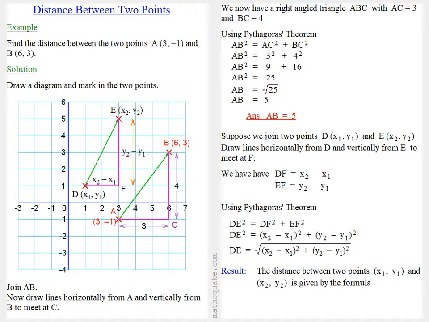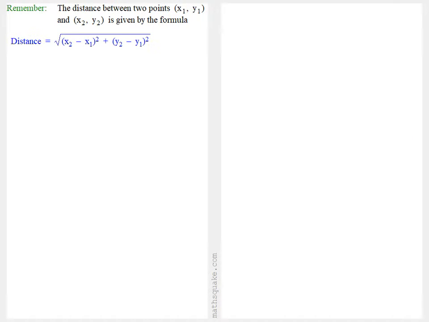So we have the result: the distance between 2 points (x1, y1) and (x2, y2) can be found using the formula: the distance is equal to the square root of (x2 minus x1) all squared plus (y2 minus y1) all squared. Now let's look at an example that uses the distance formula.